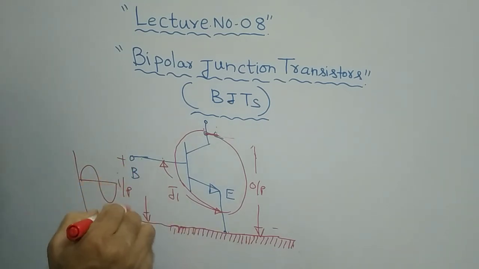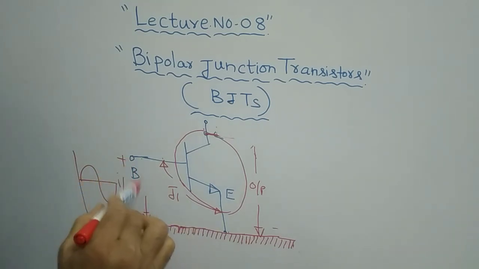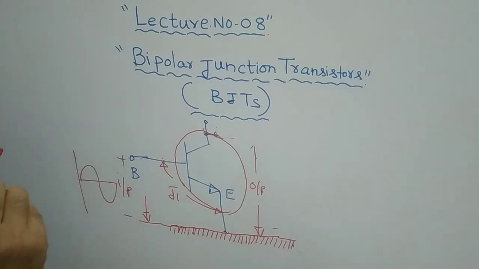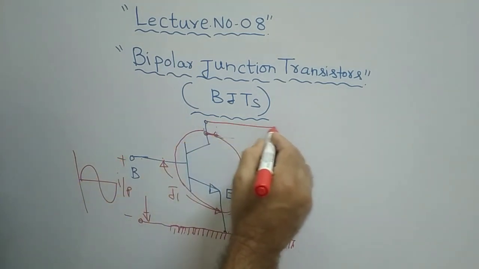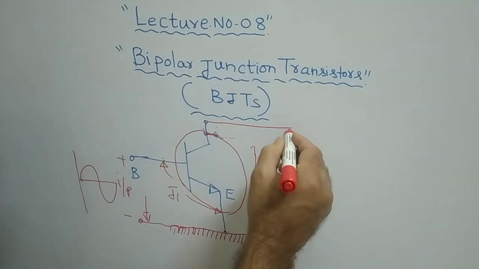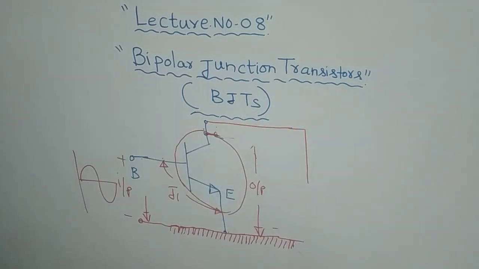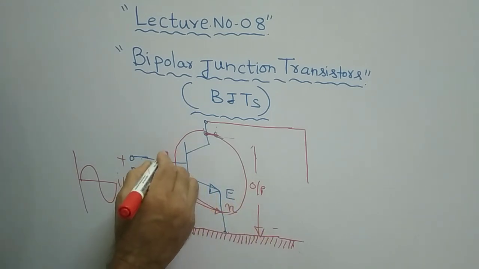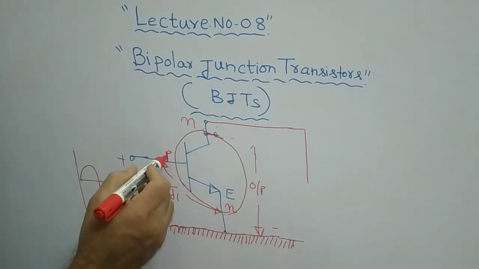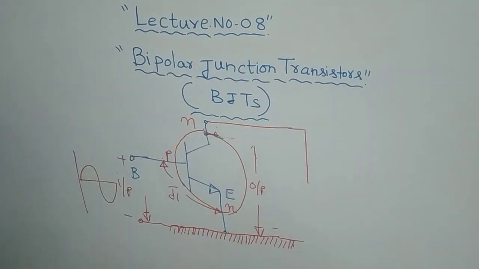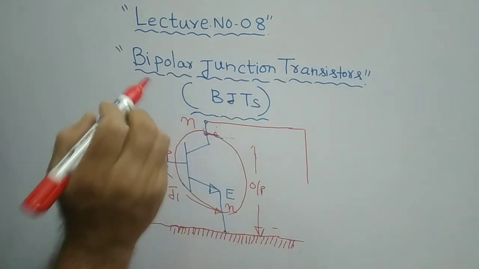One important thing to note down is the input bias. Your input junction must be forward biased, whereas your output junction must be reverse biased. Remember that. This is your NPN transistor. Your emitter is N here, base is P, and then your collector is also N.